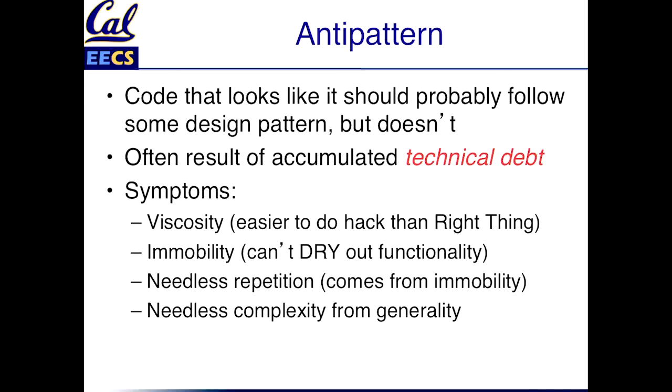And needless complexity from generality. So somewhere that you thought you'd need generality, you put in a bunch of complexity to handle the general case. You actually never needed to use the general case, and now you're stuck with the complexity anyway. So these are all symptoms that you might be able to refactor your code to use a design pattern, or more than one design pattern, and improve the structure all around.